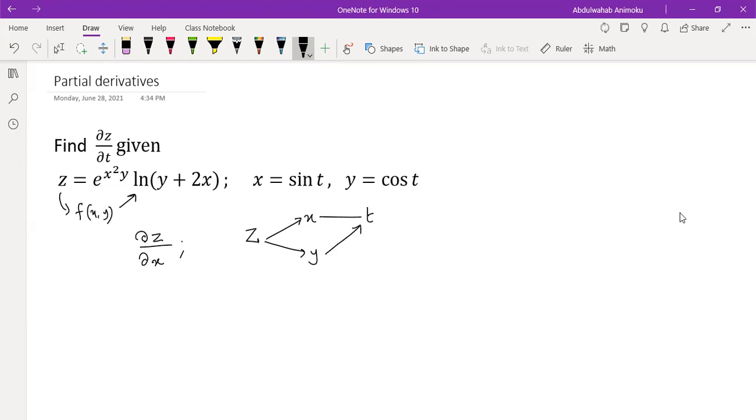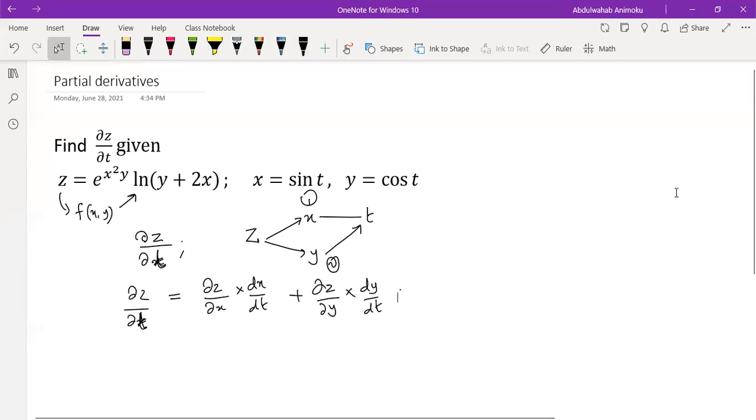So now, to find del z del x, rather del z del t, which is what we are looking for, we have to go through either the first route or the second route, which is through x or through y. Therefore, the partial derivative would be del z del x multiplied by dx dt, plus the second route, which is del z del y multiplied by dy dt. Okay, so this is how to find the partial derivatives.